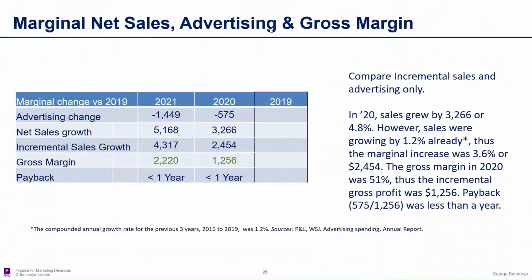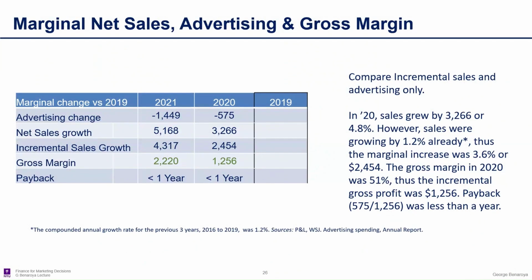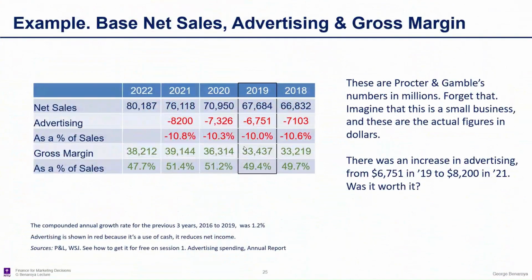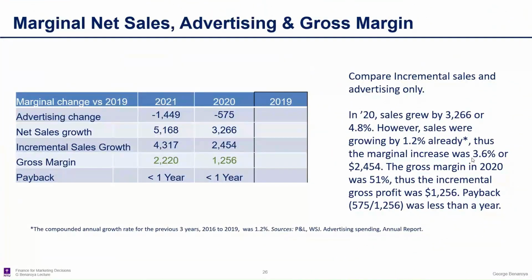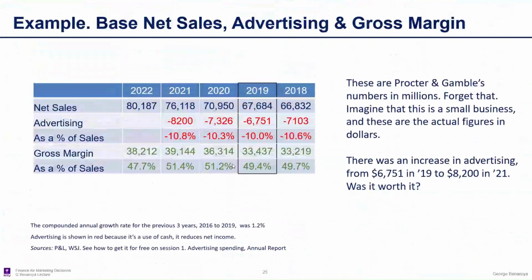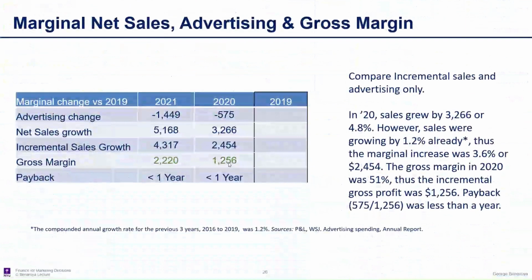Marginal net sales, advertising, and gross margin. Compare incremental sales and advertising only. In 20, sales grew by $3,266 or 4.8%. However, sales were growing by 1.2% already, thus the marginal increase was 3.6% or $2,454. The gross margin in 2020 was 51%, thus the incremental gross profit was $1,256. Payback, 575/1,256, was less than a year.